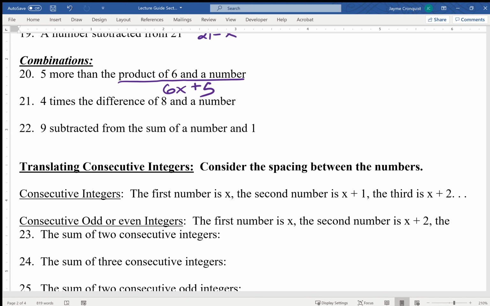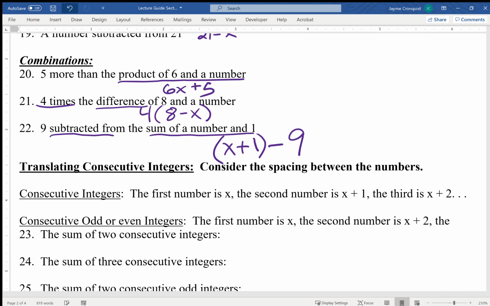4 times the difference of 8 and a number. So since I have the difference, I know this is what has to come first. The difference of 8 and a number. And then I have 4 times that, so I would put the 4 outside. 9 subtracted from, so that tells me it's going to be backwards. So I'm going to have a negative 9 here. The sum of a number and 1, so x plus 1. Okay?